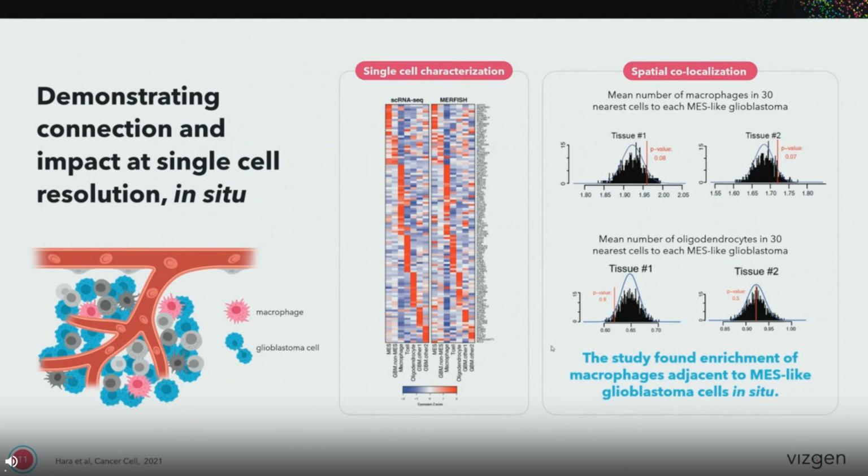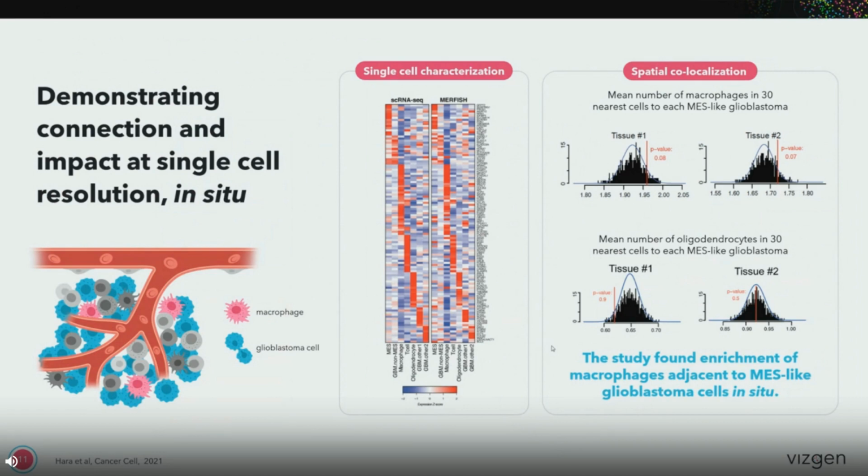In this Cancer Cell paper published last year in 2021, for example, the authors used MERFISH to characterize different cell types in glioblastoma. As you can see from the heat map in the middle, this is showing the gene expression profile in the identified cell types. MERFISH was able to recapitulate the gene expression features in the identified cell types. It almost looks identical to the single-cell RNA-seq characterization. But since MERFISH is an in situ measurement, it does offer information that single-cell RNA-seq cannot provide.